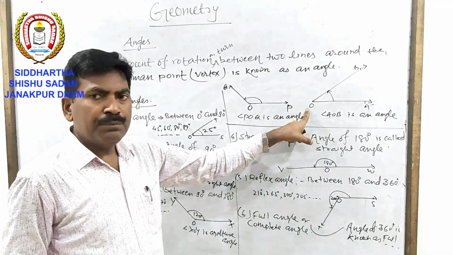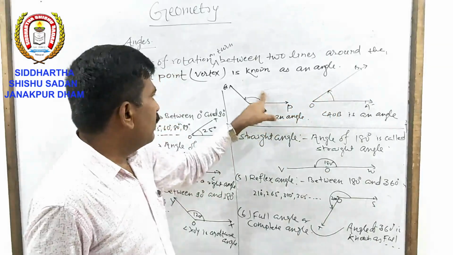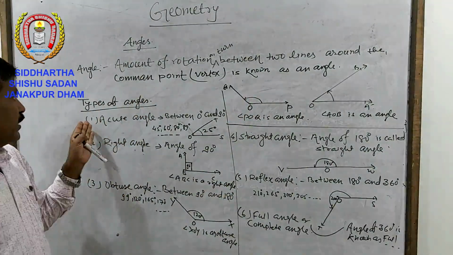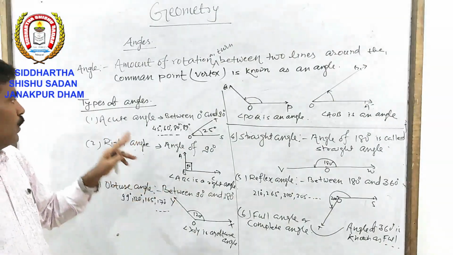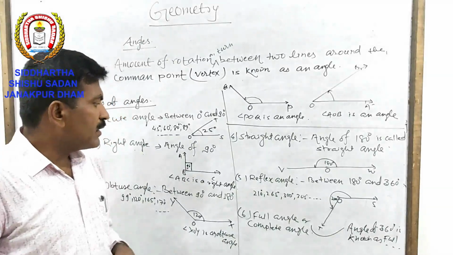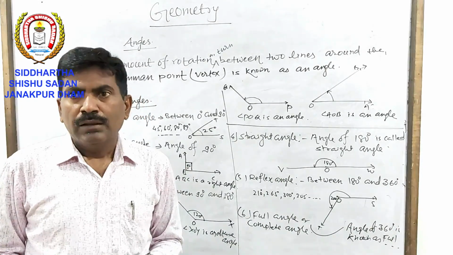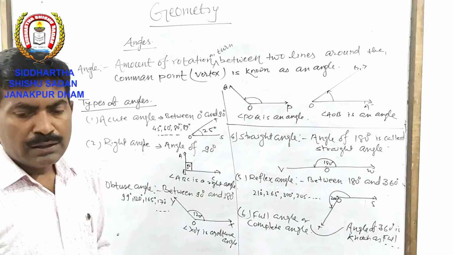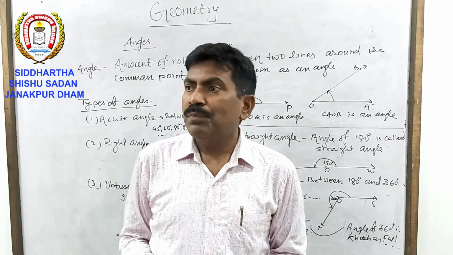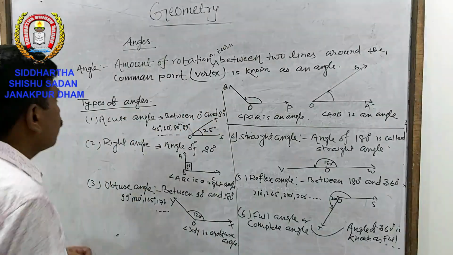I have shown the example with a common point. This is the amount of rotation. This is the amount of rotation. And then after we have started here and we have finished also acute angle, right angle, obtuse angle, a straight angle, reflex angle, and full or complete angle. Now we are going to start the different pairs of adjacent angle. Now let's start.